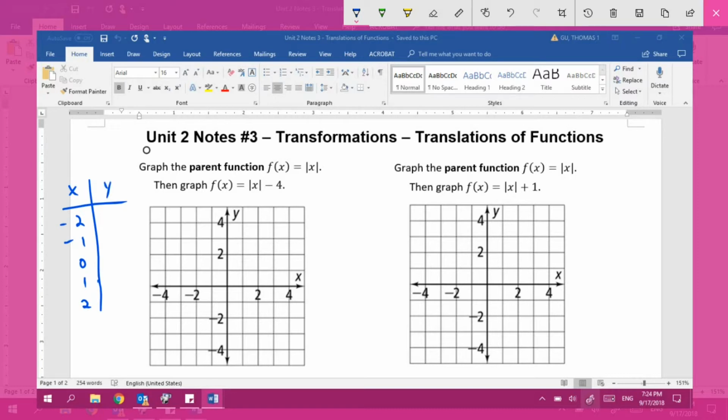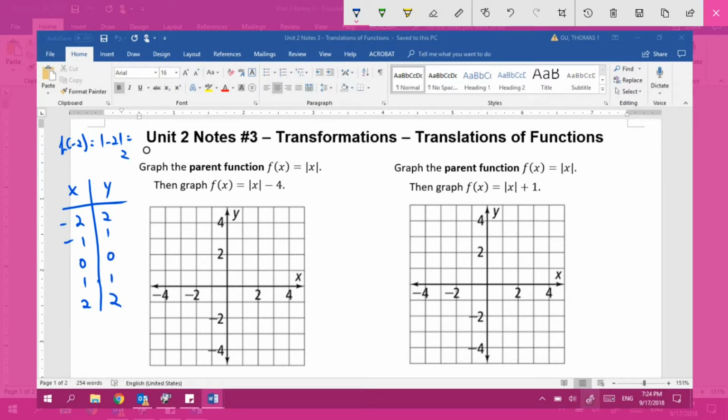So then if I plug in -2 for x, it's going to be f of -2 equals absolute value of -2, which is just 2. So if I continue with this pattern, f of -1 would be 1, f of 0 would be 0, f of 1 would be 1, and f of 2 would be 2. So this is my parent function.